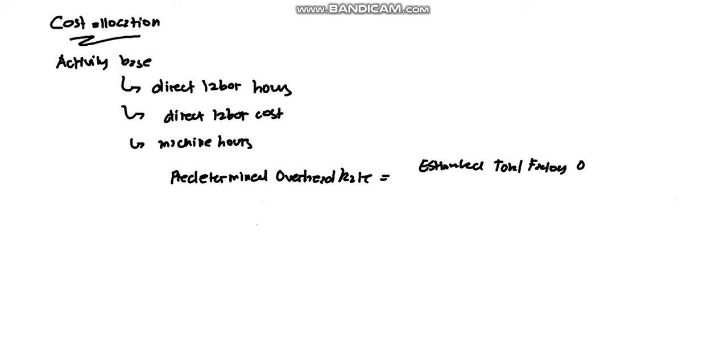So, factory overhead costs are normally allocated or applied to jobs using a predetermined overhead rate. So, we get the predetermined overhead rate by dividing the estimated total factory overhead cost by the estimated activity base.